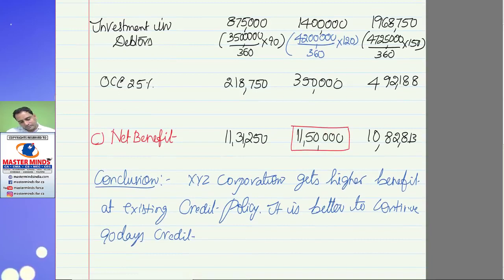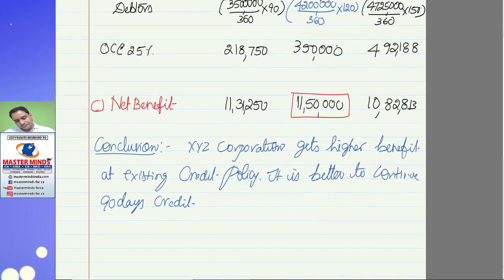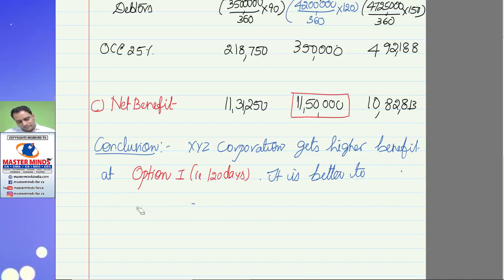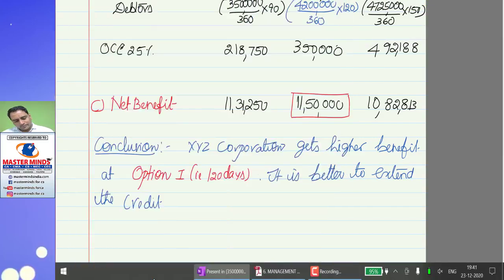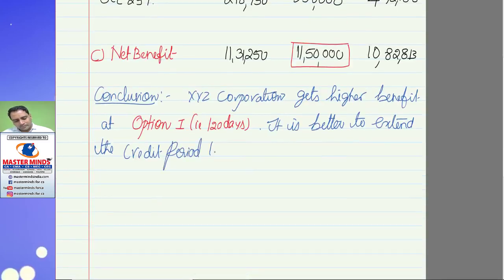$11,50,000. Option 1. It is better to extend the credit period to 120 days from 90 days. This is the conclusion.